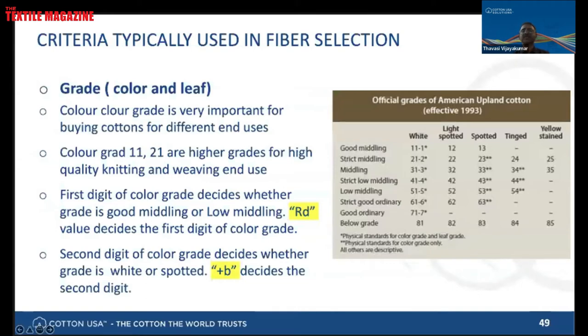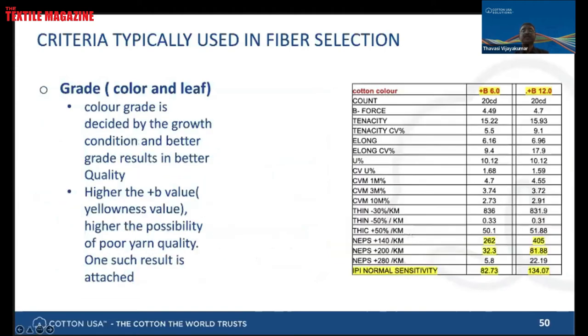Color grade is very important. It is decided by two parameters. The first digit is decided by the Rd value, and the second digit is decided by the plus b value. This also decides the cotton price, so cotton price is decided mostly by color grade. Color grade is decided by the growth conditions. In general, one study was done just to see whether there is a significant improvement. When the colors of the same origin are widely different, and we compared a color of 6 and a color of 12, there is a small difference in the IPA value.